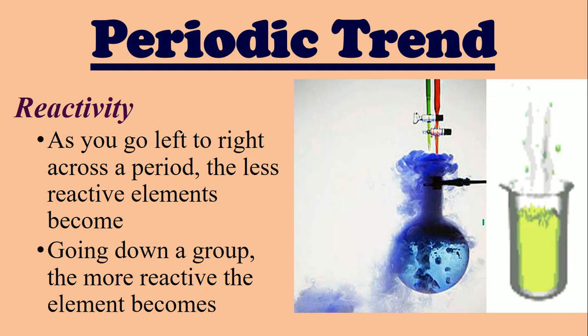Now, periodic trends. One trend you need to know about is reactivity. As you go left to right across a period, the less reactive elements get. Because when you get to the far right of the periodic table, those elements, they don't react. Going down a group, more reactive the elements become.